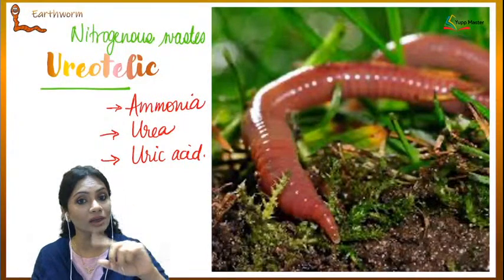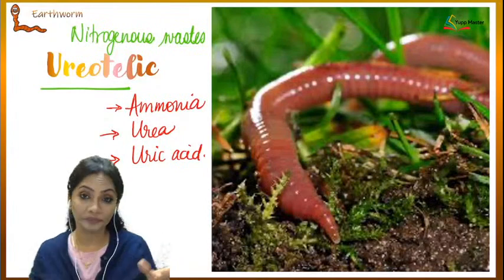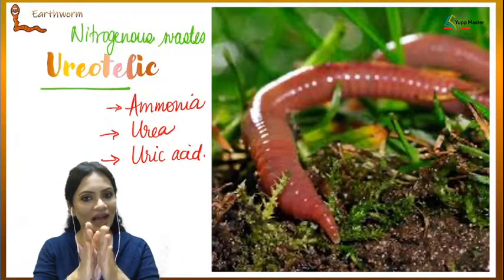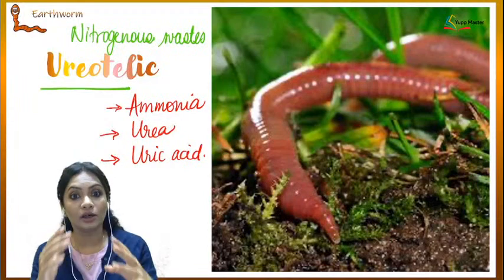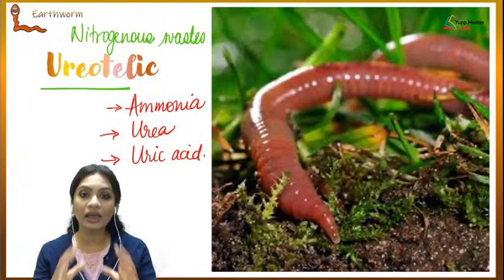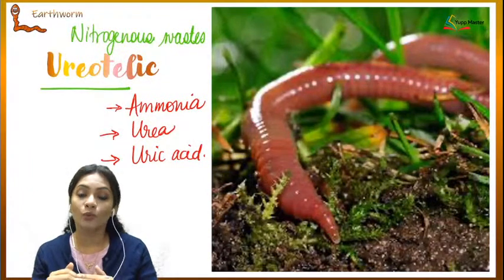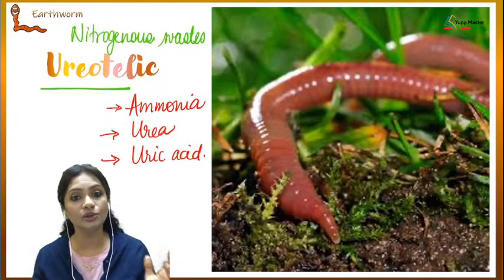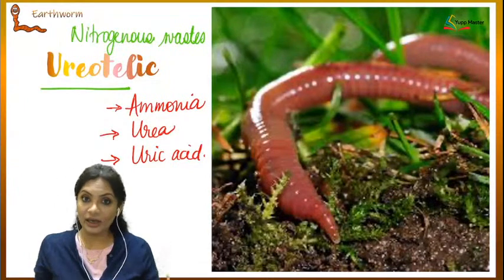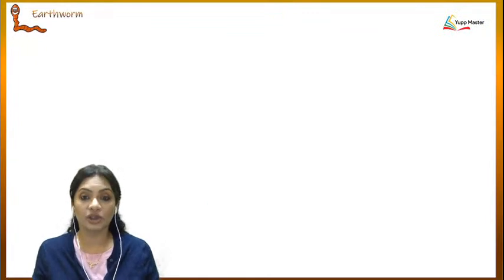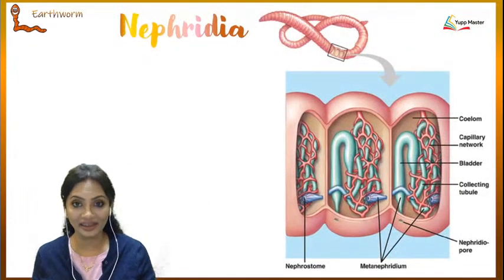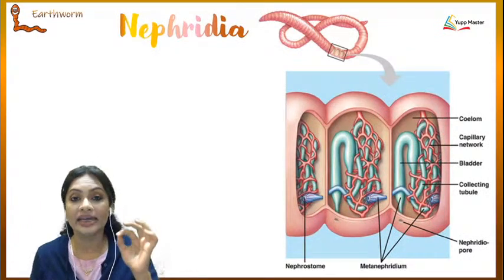They would excrete out uric acid. Okay, so leaving that topic aside, concentrating right now on our earthworms, the earthworm is seen to be excreting out mostly urea, which is why we call earthworms ureotelic organisms. All right. Now, if it is excreting out urea, what is the major organ which is used for excreting it out? And that is going to be called nephridia.